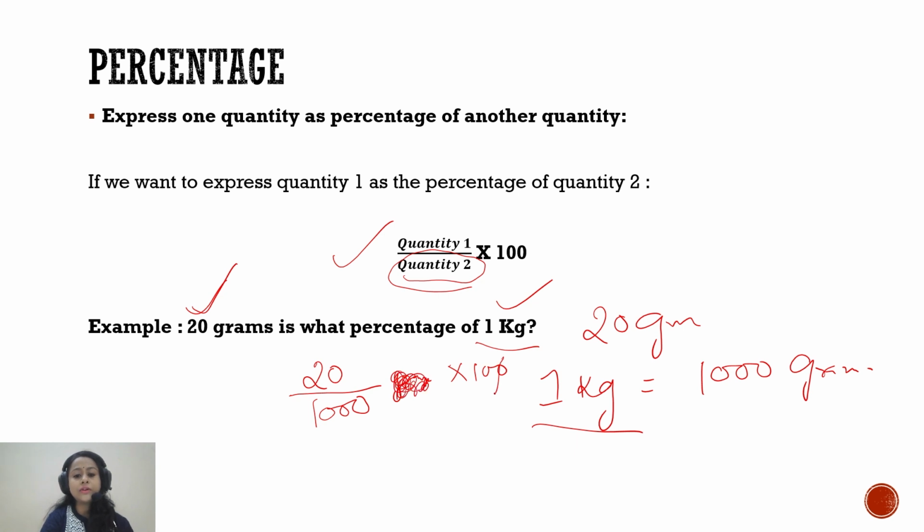So it is 2%. We are left with 2%. So this is how we can represent one quantity as a percentage of another.